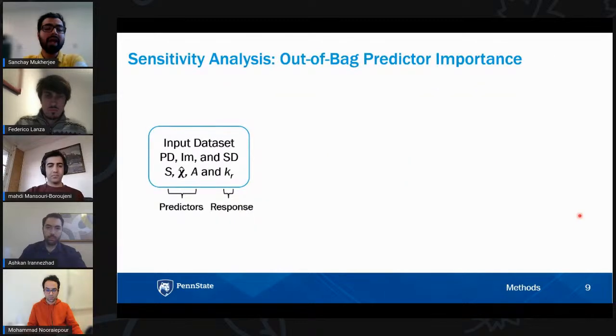Once we have all the data, now we want to see whether saturation, connectivity, or interfacial area, which of the three parameters will affect the relative permeability most. For this, we use the out-of-bag predictor importance method, in which we input the whole data set of S, X, and A as predictors and relative permeability as the response for primary drainage, imbibition, and the secondary drainage curves.